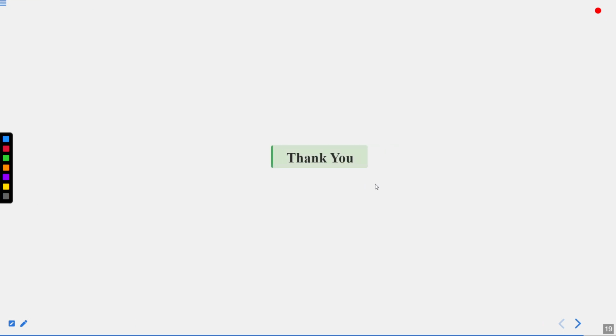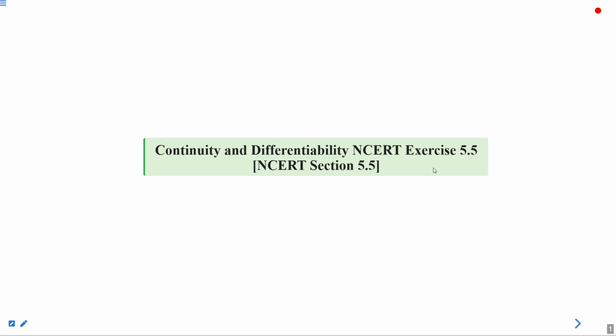Now we will see NCERT exercise 5.5, right? Now let us start NCERT's continuity and differentiability, NCERT exercise 5.5, which is part of NCERT section 5.5. Let us start.